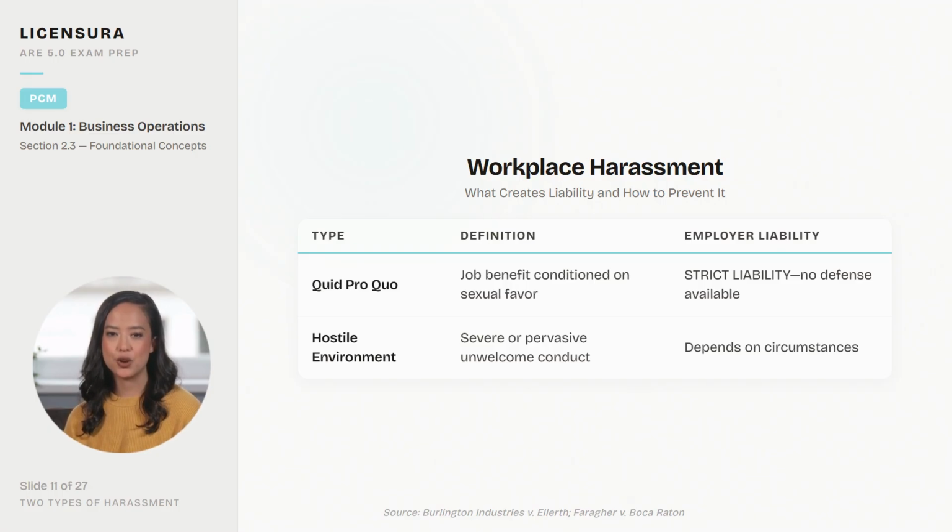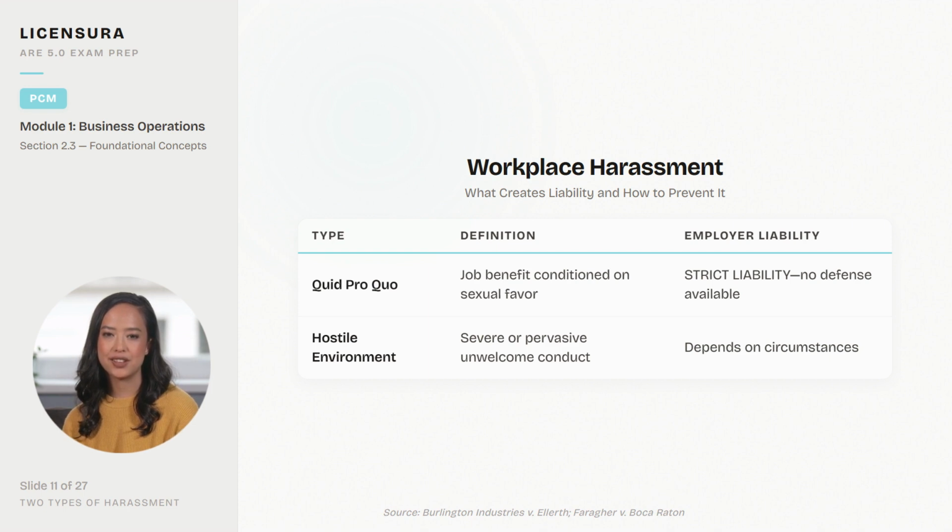First is quid pro quo. That's when a job benefit, a promotion, a raise, keeping your job, is tied to a sexual favor. If that happens, the employer has strict liability. There's no defense available, period. Second is hostile environment. This means severe or pervasive, unwelcome conduct that makes the workplace intolerable.